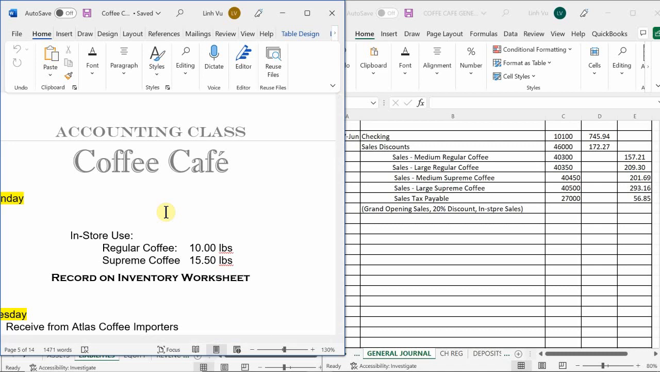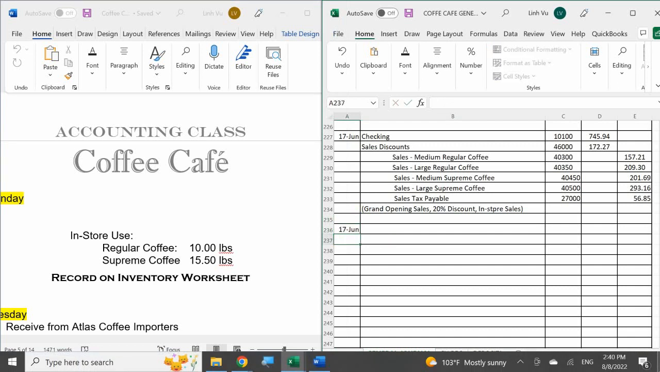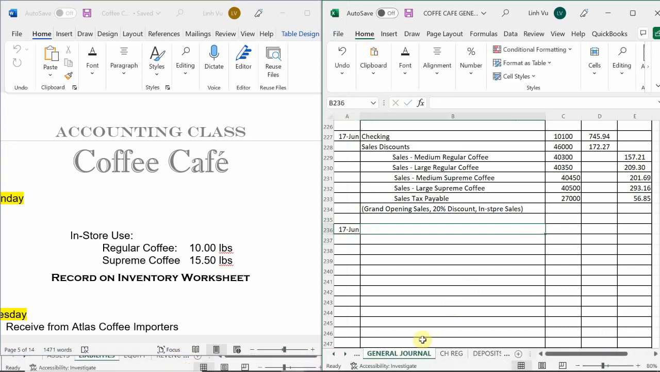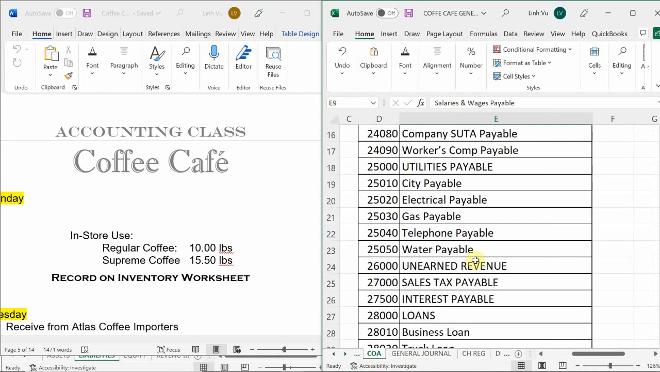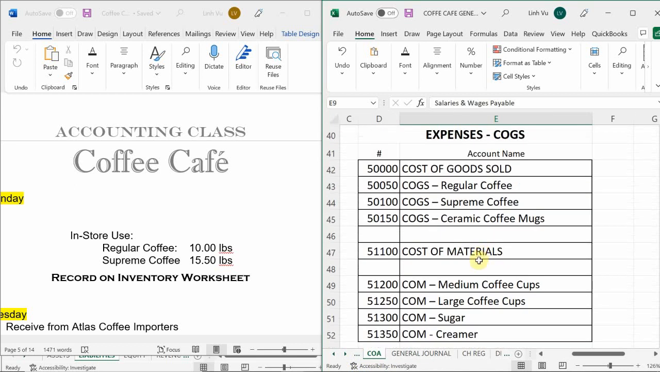So, if you used these pounds of coffees, how in the world am I going to record that? Well, your general ledger has a COGS tab. Yes, it does. So let's take a look at my chart of accounts for the cost of goods sold section, which is expenses. What do I have here?